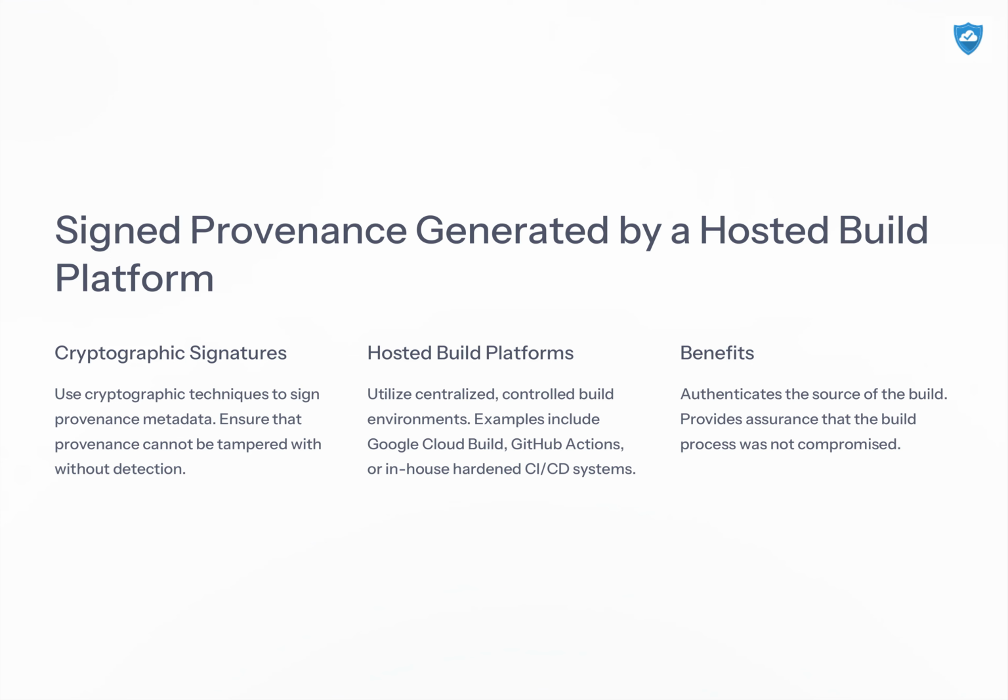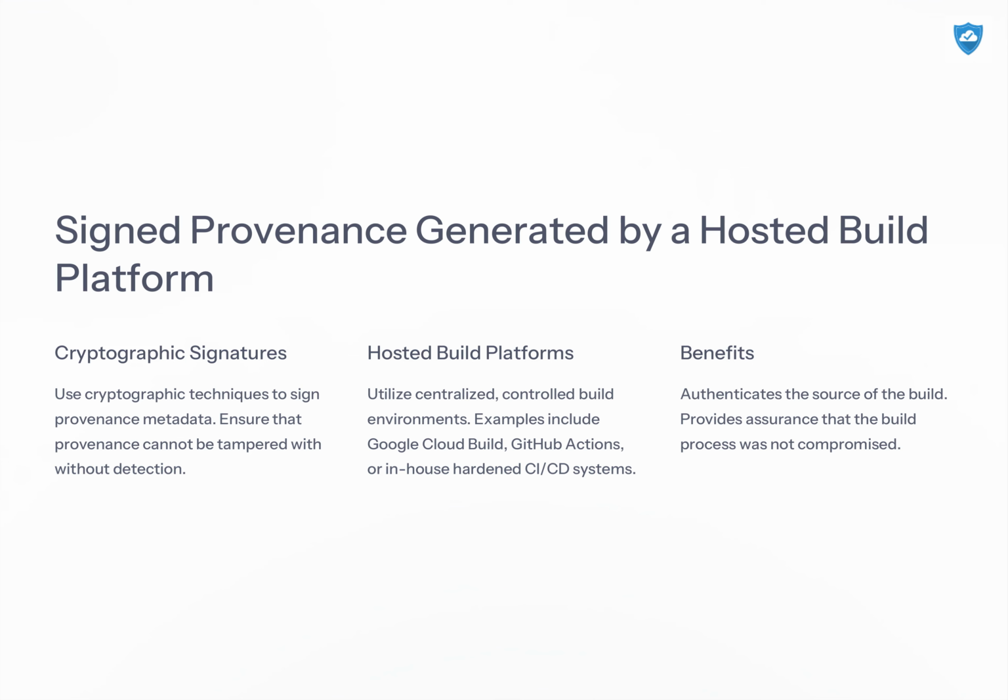In this section, we'll explore the concept of signed provenance generated by a hosted build platform. Cryptographic signatures are central to this process. By employing cryptographic techniques to sign provenance metadata, we can ensure its integrity. This means that the provenance cannot be altered without detection, providing a secure record of how an artifact was built. Hosted build platforms play an important role here.